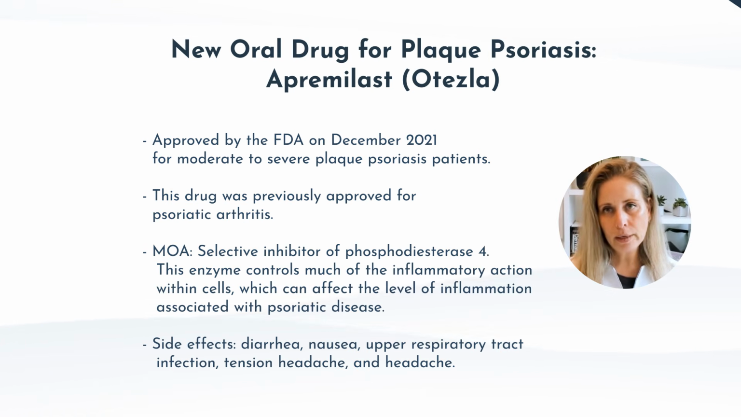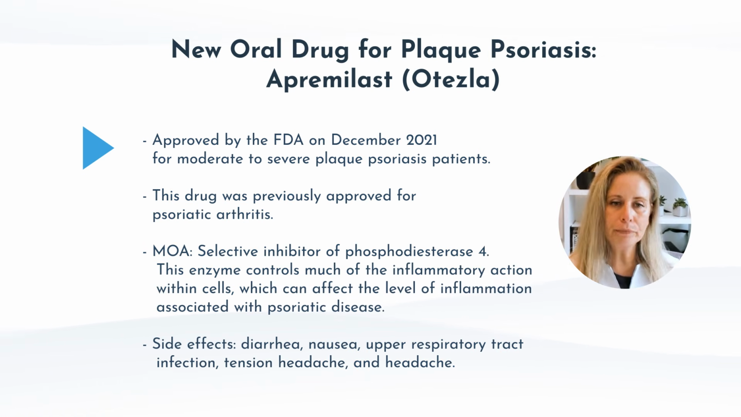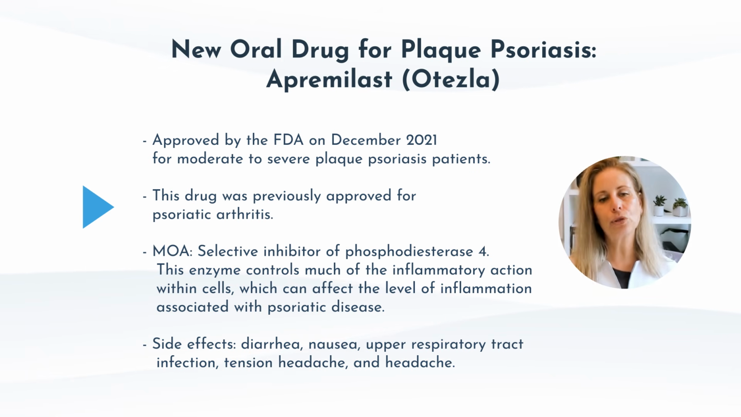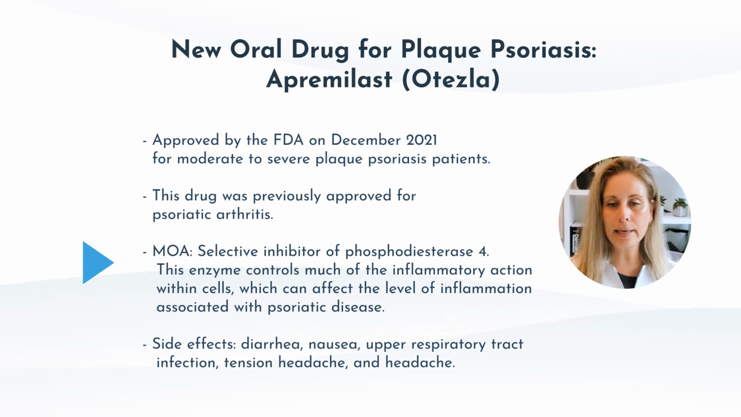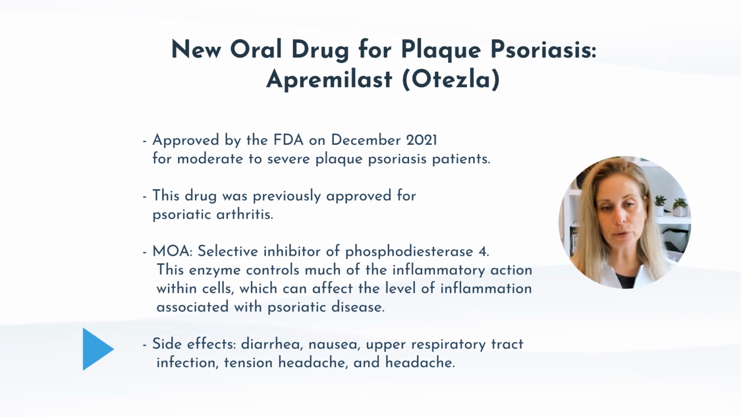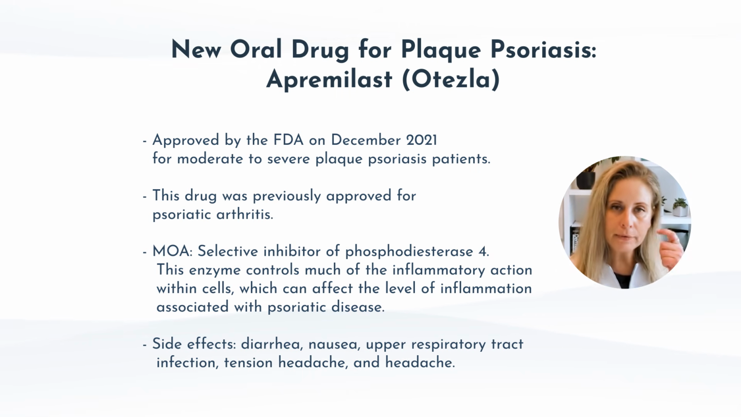There's a newer drug for plaque psoriasis, newer in that in December 2021, the FDA approved apremilast or Otezla for moderate to severe plaque psoriasis. Previously, it had only been cleared for psoriatic arthritis. It's an inhibitor of phosphodiesterase 4, and there are side effects like diarrhea, nausea, upper respiratory tract infection, tension headache, and headache. But the kind of interesting breakthrough for this is that it's a pill, because all the other ones are injectables, and not everyone obviously wants to do an injectable.